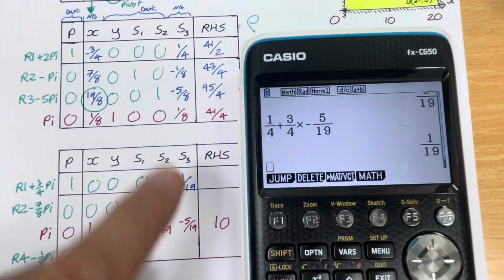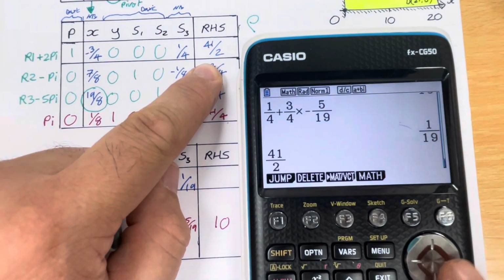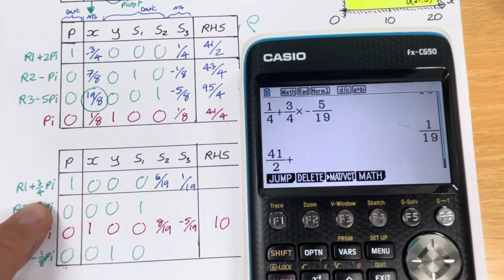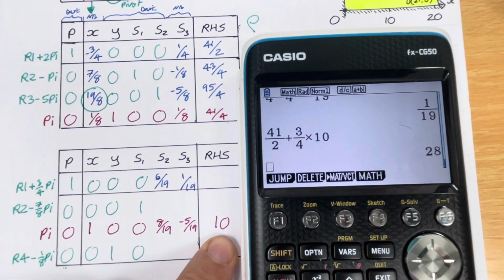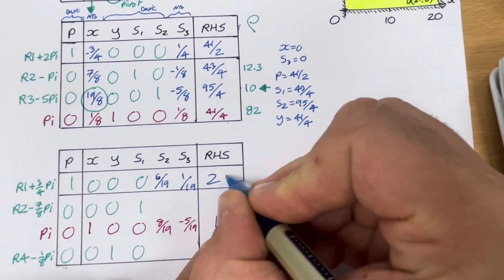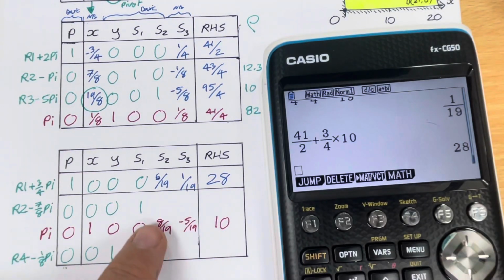The right-hand side was the number 41/2. And then we're going to add 3/4 times the pivot row, which is 10. So that is 28. That's the first row gone.